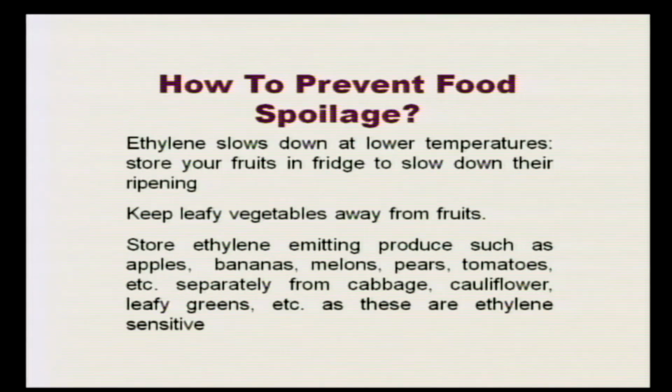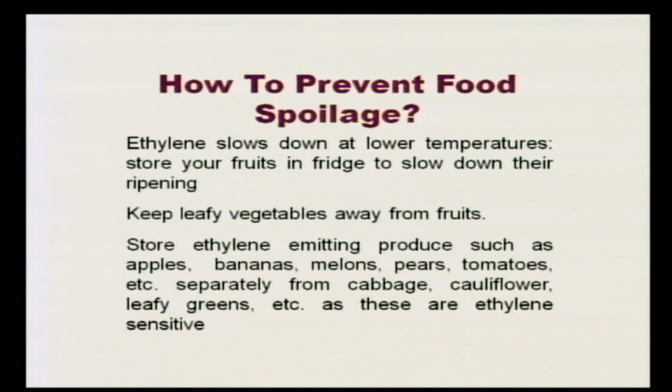Now, how do we prevent fruit spoilage? If we can control the ethylene production, then we can control spoilage. How can we control it? Ethylene production should be slowed down. Normally it slows down at low temperature, so keep your fruits and vegetables in a fridge to slow down their ripening. As soon as the fruits and vegetables are harvested, if we keep them at as low a temperature as possible, their shelf life will be increased.